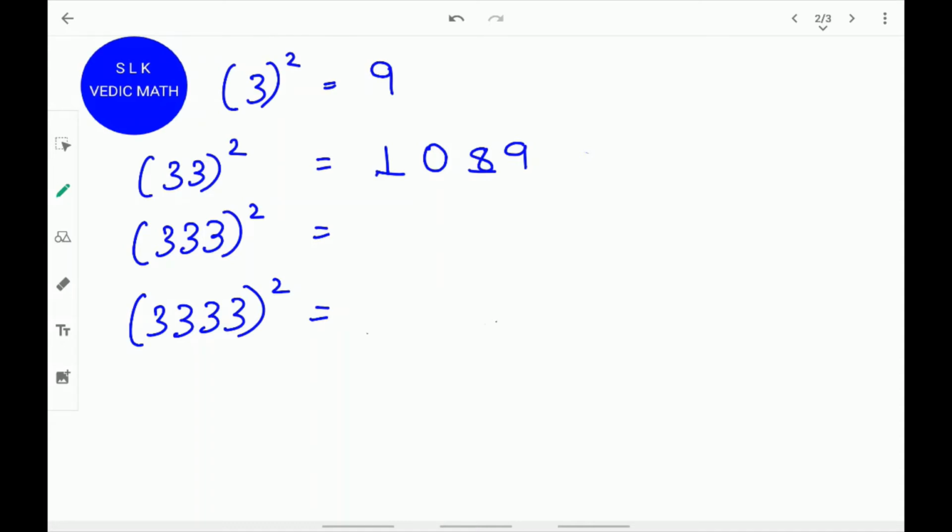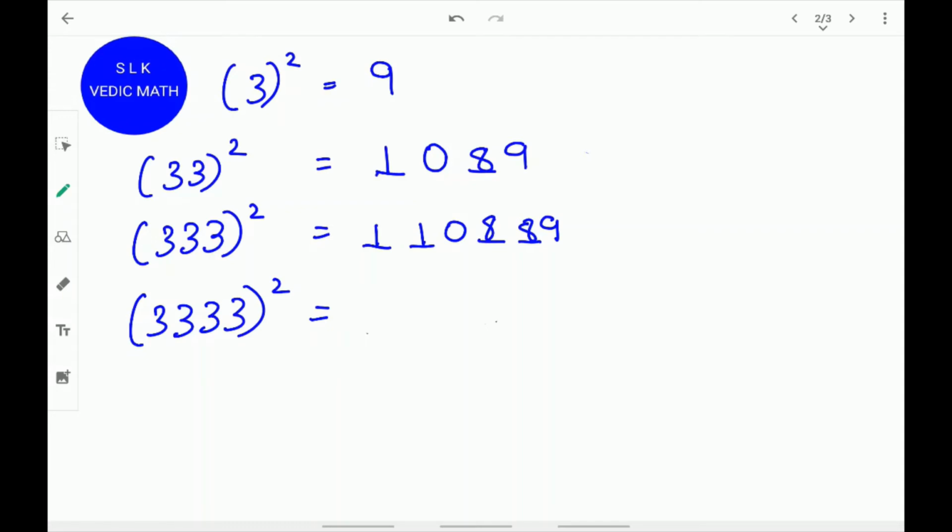Let's try 333 square. Write 09 with a little space between. Since there are 3 3's in 333, there are supposed to be 2 digits on each side. 1 less than 9 is 8. Write 8 2 times. 1 more than 0 is 1. Write 1 2 times. So 333 square is 110889.